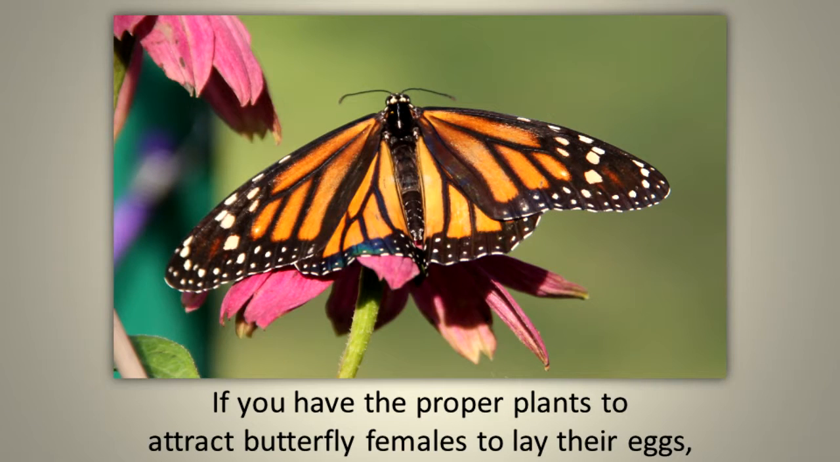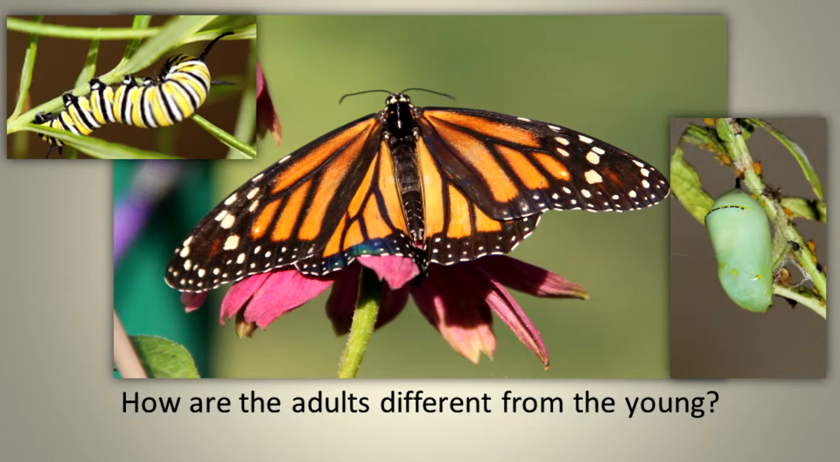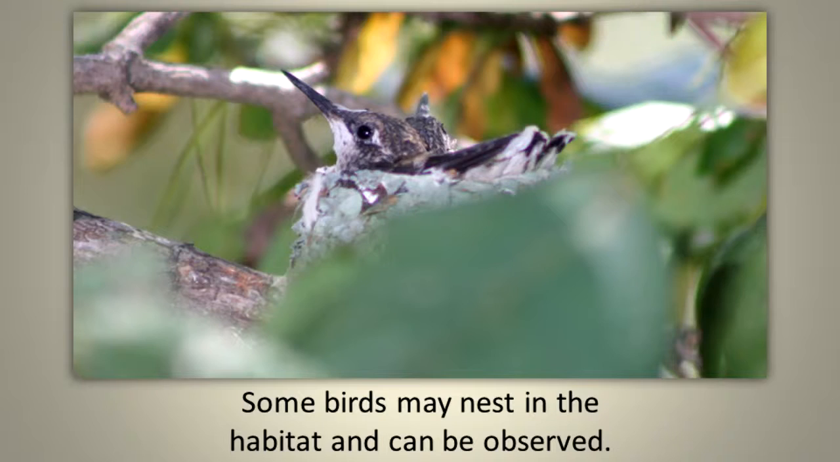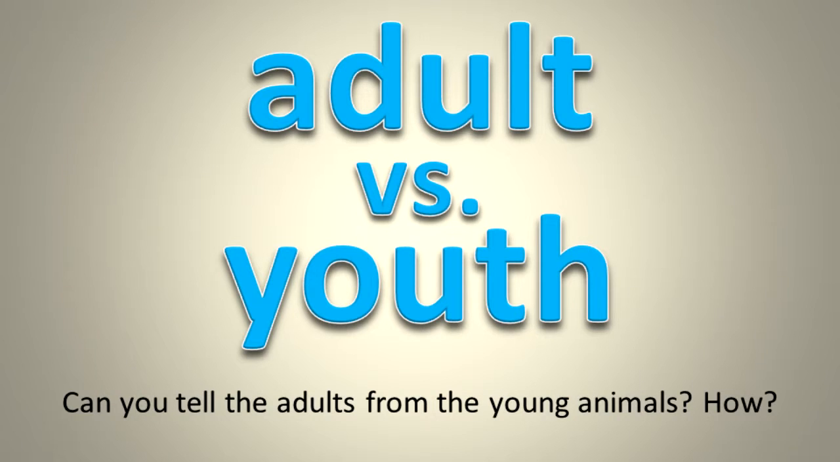If you have the proper plants to attract butterfly females to lay their eggs, students may be able to follow the complete life cycle of these insects. How are the adults different from the young? Some birds may nest in the habitat and can be observed. Other animals may live in the habitat too. Can you tell the adults from the young animals? How?